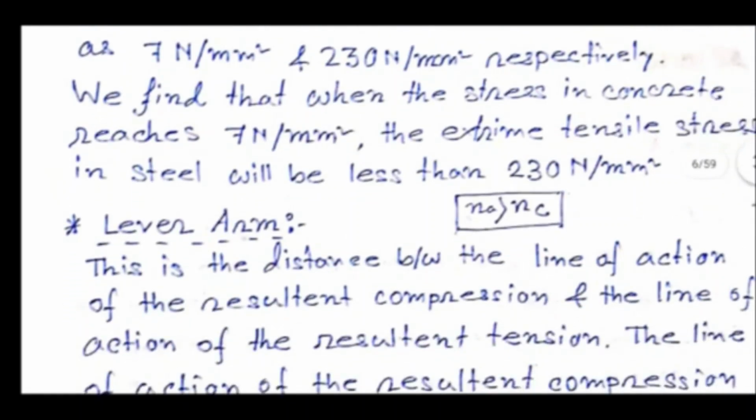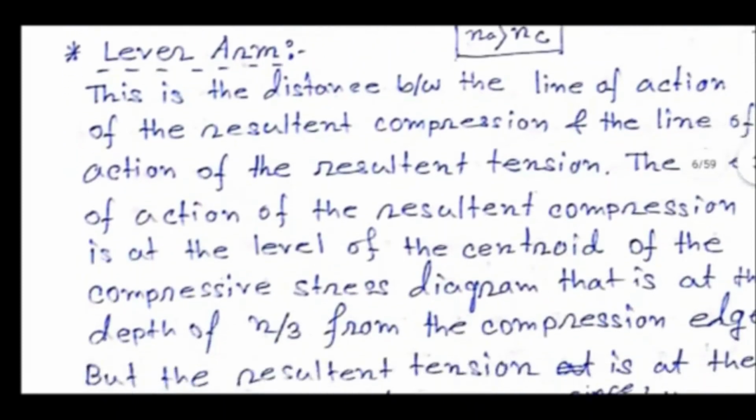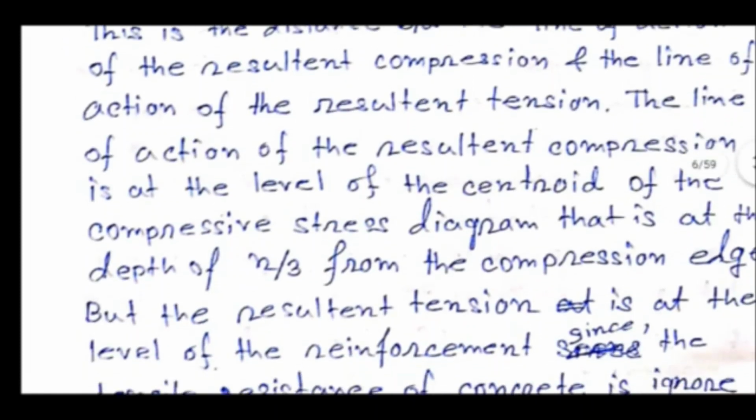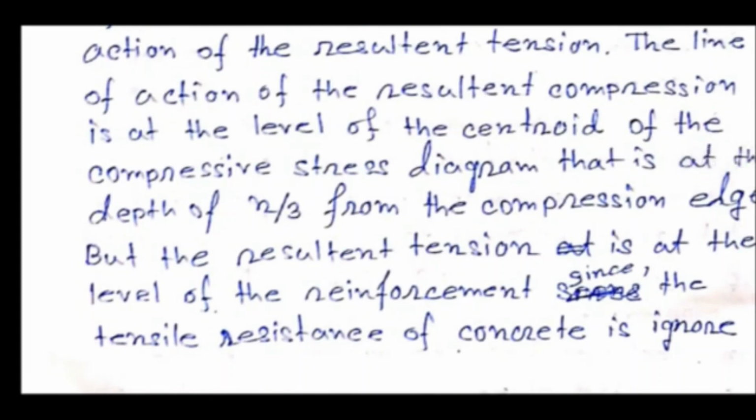Now the next term is lever arm. Lever arm is actually the distance between the line of action of the resultant compression and the line of action of the resultant tension. The line of action of the resultant compression is at the level of the centroid of the compressive stress diagram, that is at a depth of 1/3 of the depth of the neutral axis, that is n/3 from the compression edge, that means the top edge, but the resultant tension is at the level of reinforcement since the tensile.